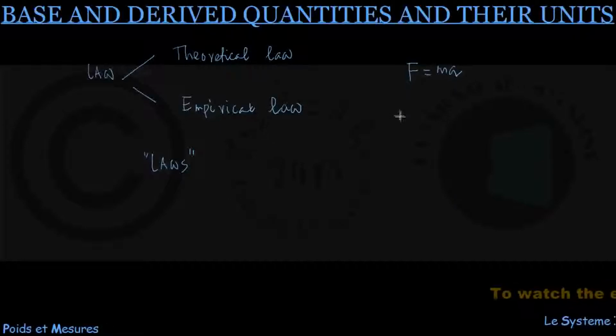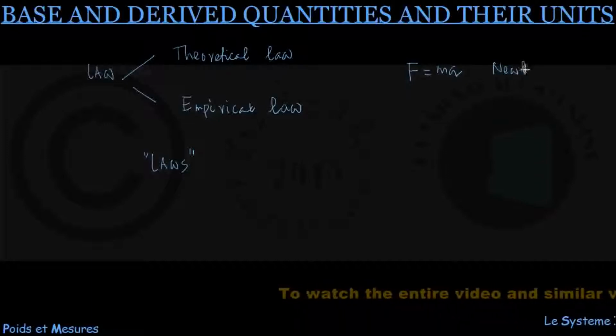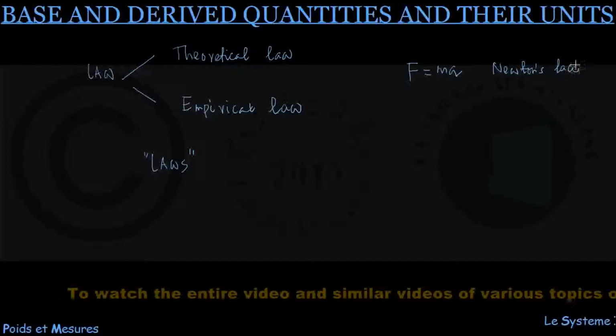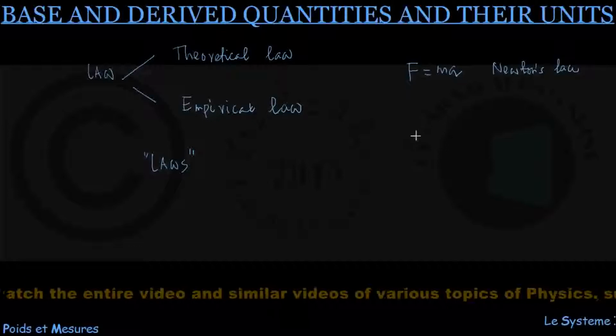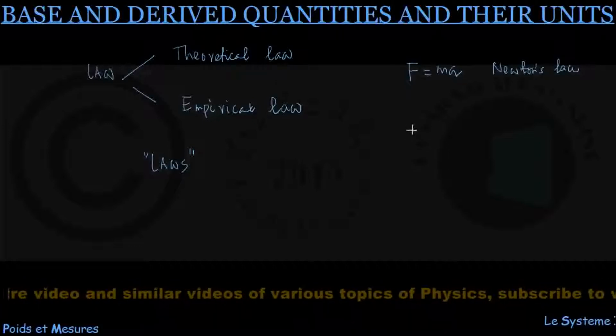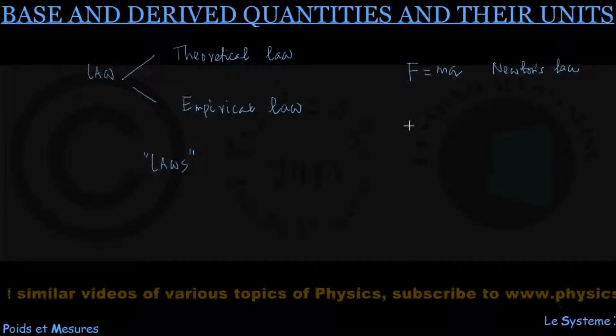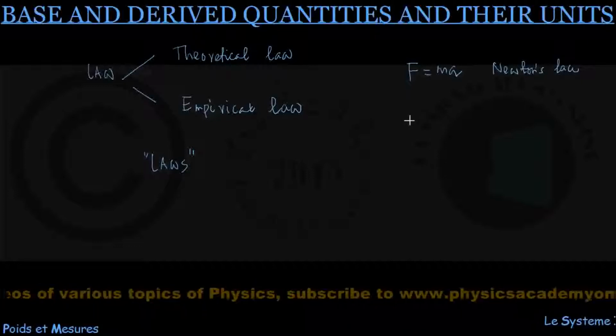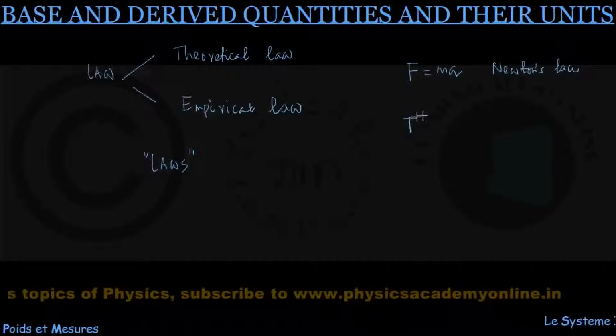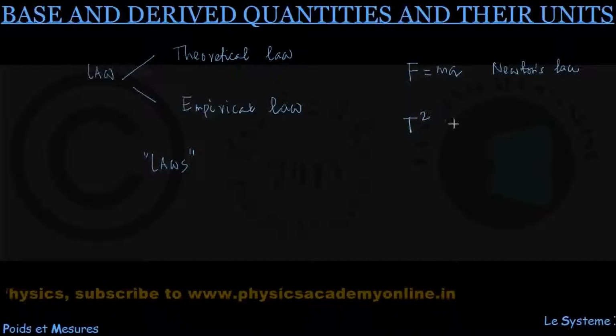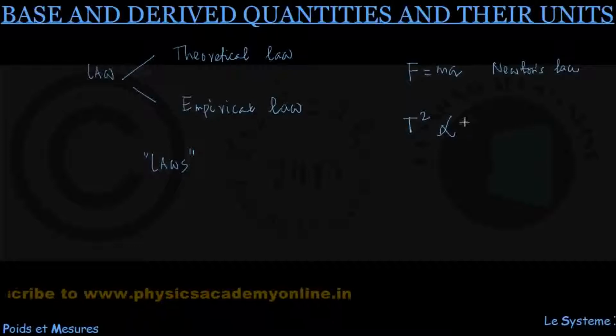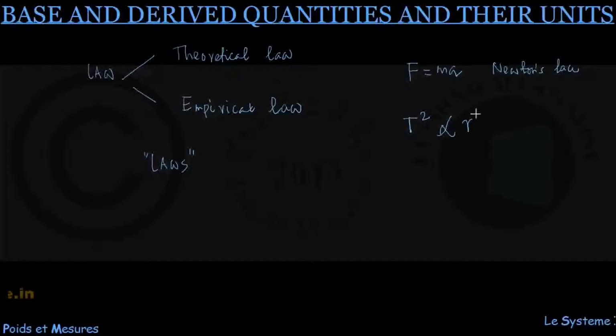So one of the laws says that, this is Newton's law I have written down. This Newton's law is of course a theoretical law, and this law was evolved on the basis of Newton's thinking and intuition. But let us compare that with one of Kepler's laws, that is the law of periods. It says that the time period of a revolution of a planet around the sun, square of that, varies as the cube of the radius of the orbit of the planet around the Sun, assuming the orbit to be approximately circular.